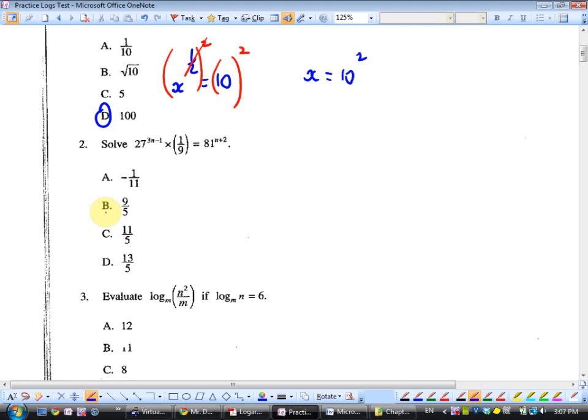Okay. Number two, solve that. I don't see a 27 or a 1 over 9 or an 81. What do I see? I see 3s. I would write this as 3 cubed to the 3n minus 1 times 3 to the negative 2, because that's what 1 over 9 is, equals 3 to the 4th to the n plus 2.